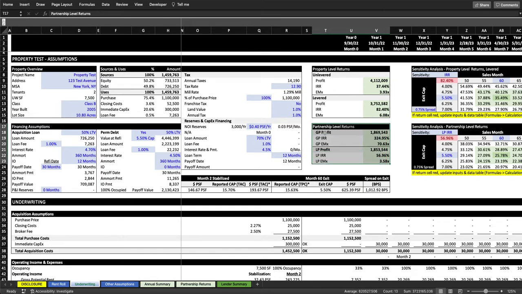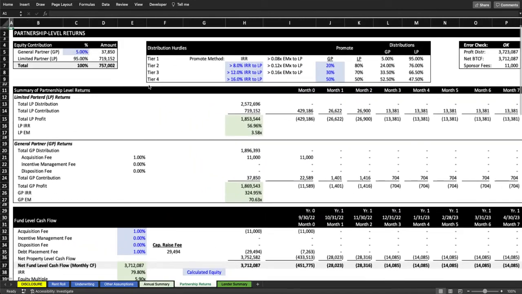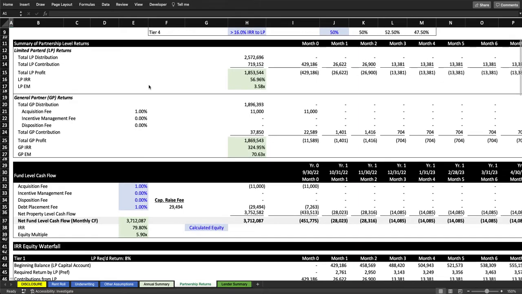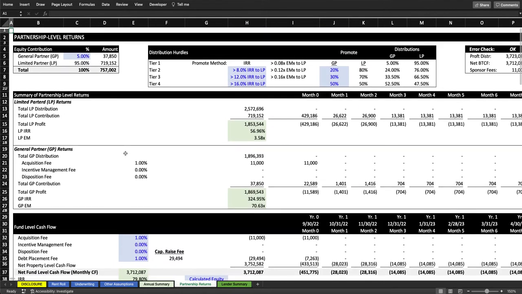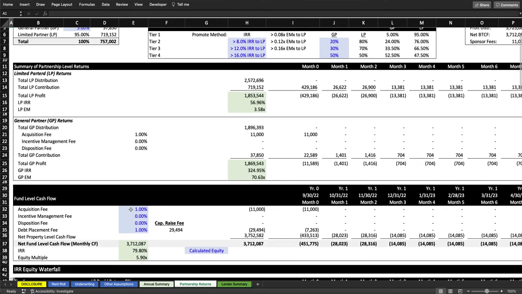So this is a good segue into that partnership return section. But essentially, this is a snapshot of the general partner's profit, IRR, equity multiple, and the limited partner's profit, IRR, equity multiple. So let's go into the partnership return section. Zoom in a little. So this is showing what the general and limited partners are making based on equity splits, based on distribution hurdles, and based on fees.